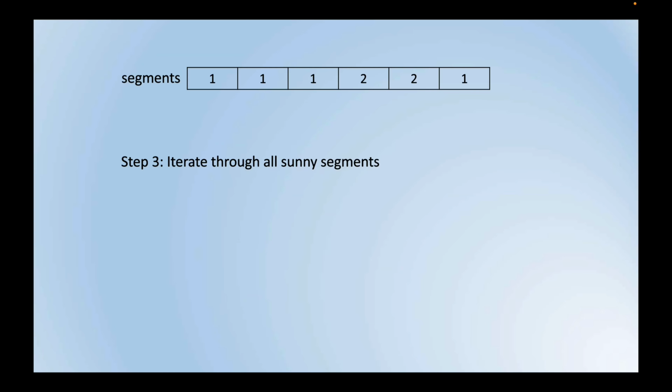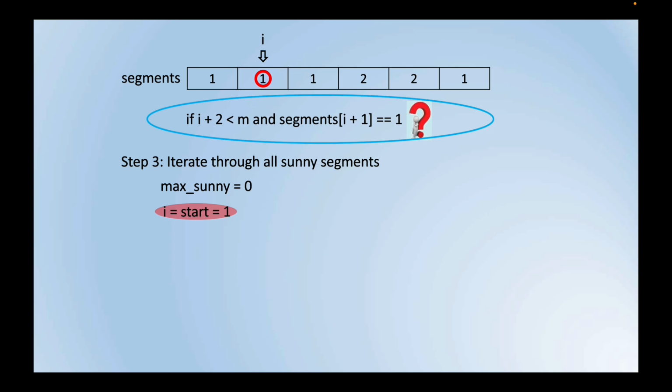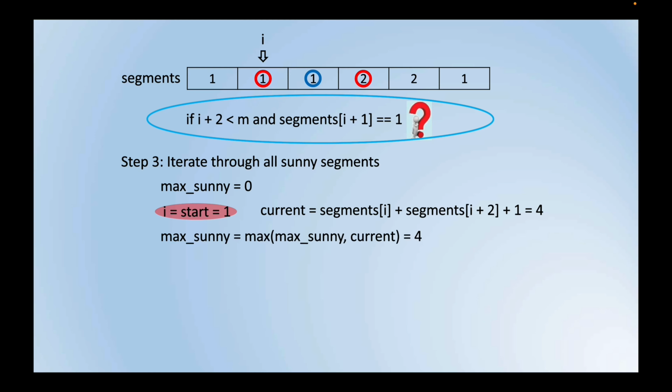So now we iterate through all sunny segments. But first, we set max sunny to 0. We start at 1 because the first segment is a segment with precipitation. So now we iterate the first sunny segment. We check if i plus 2 is smaller than the number of segments, and if yes, we also check if segment i plus 1 is 1. And because it is, we set current to the current segment plus the 2 segments in front of it. So current is now 4. So we make max sunny the max of max sunny and current, which is 4.